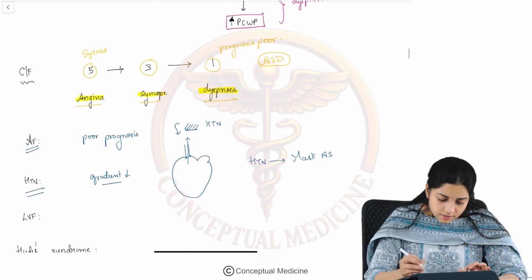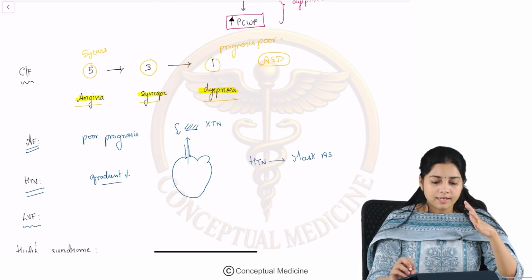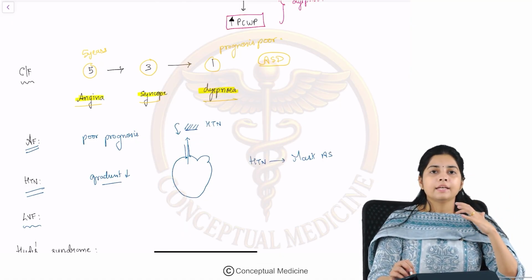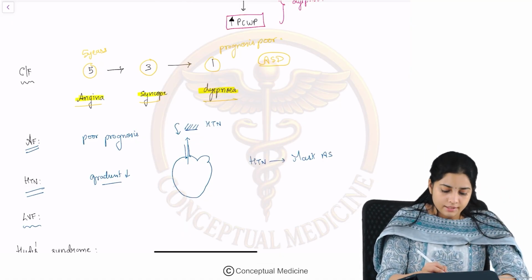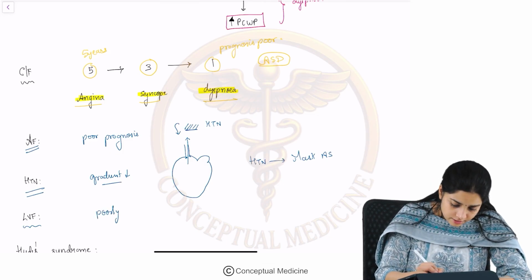Alright. Now, left ventricular failure. Over the course of time, what happens is that the LA and LV can be massively dilated and they can have LV failure, and this is poorly tolerated.